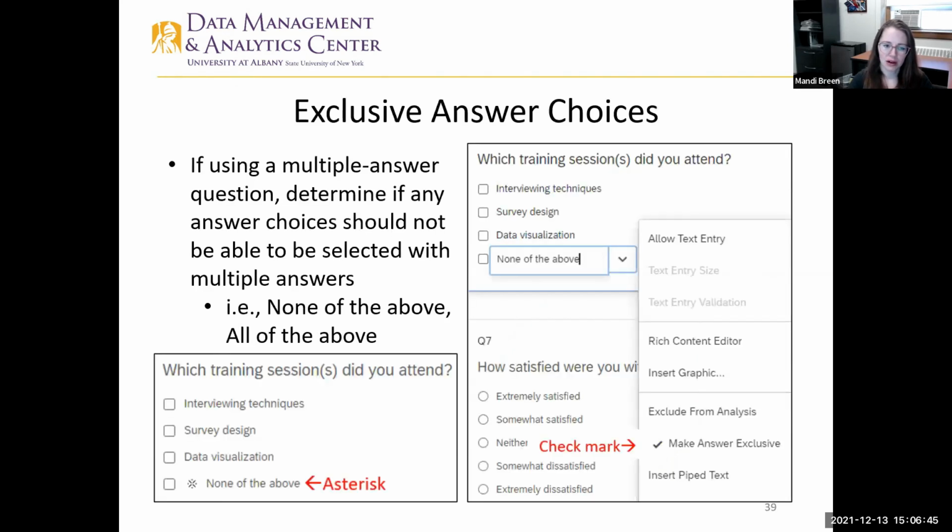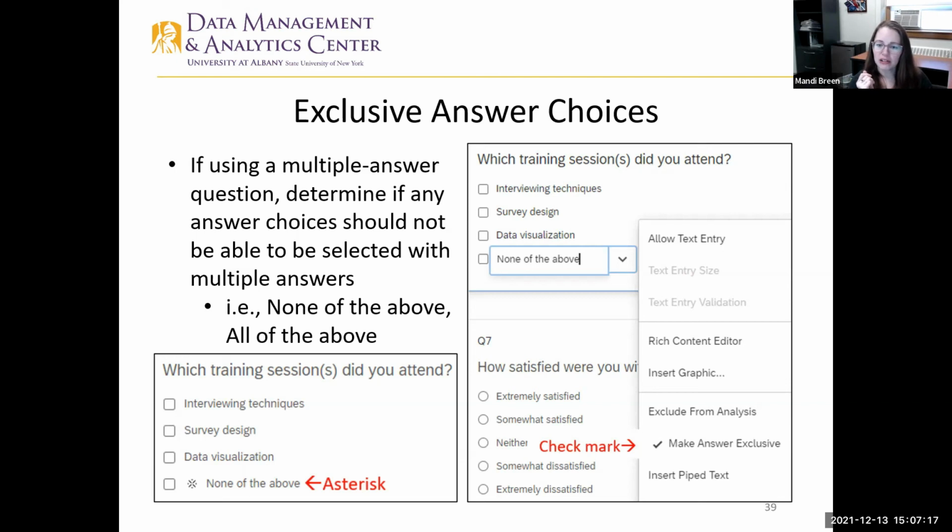So the first thing we're going to look at is exclusive answer choices. This is just something to keep in mind when you're designing your survey. If you have a select multiple question, you might have one answer where, if you click it, none of the other answers should be clicked at the same time. Our example here is if you click none of the above, you want them to only be able to select that one, because, let's think about that.